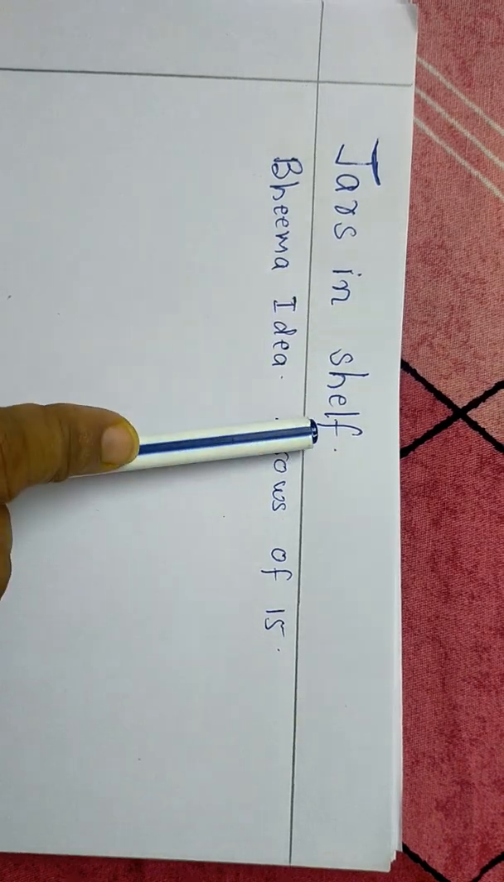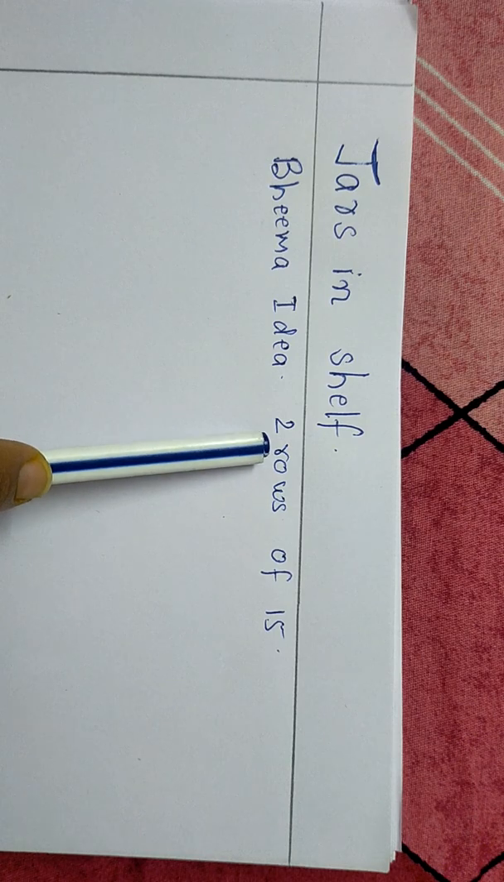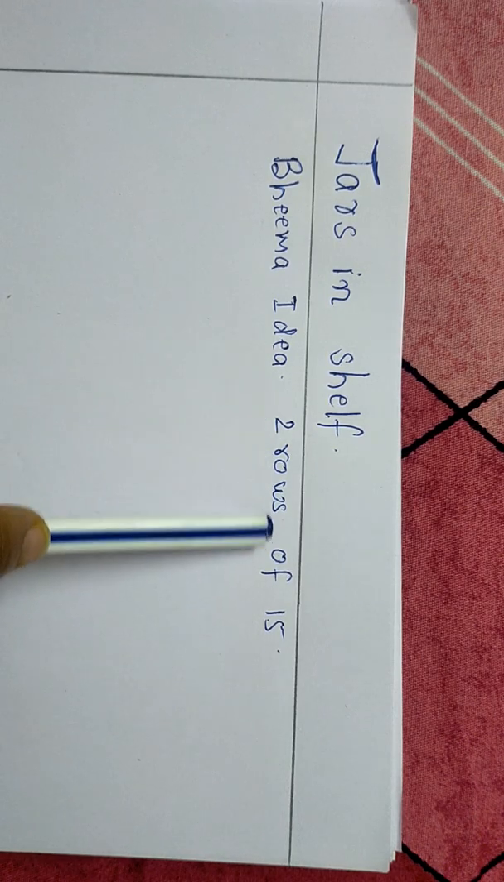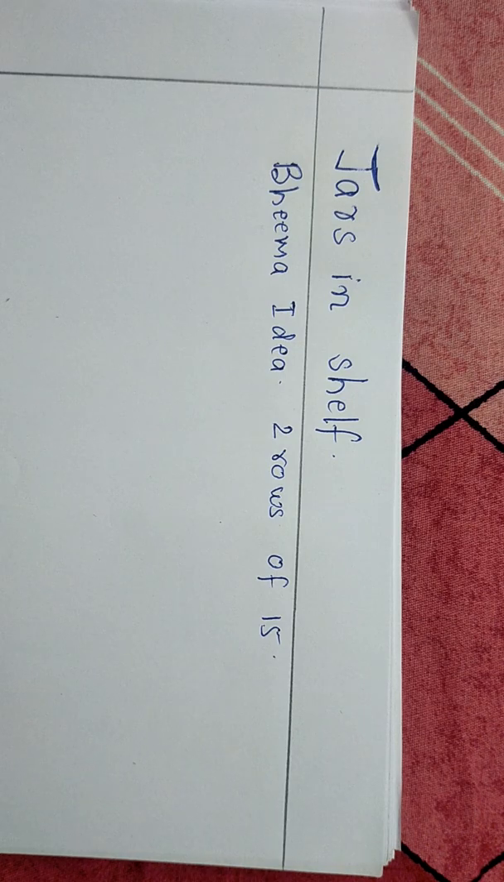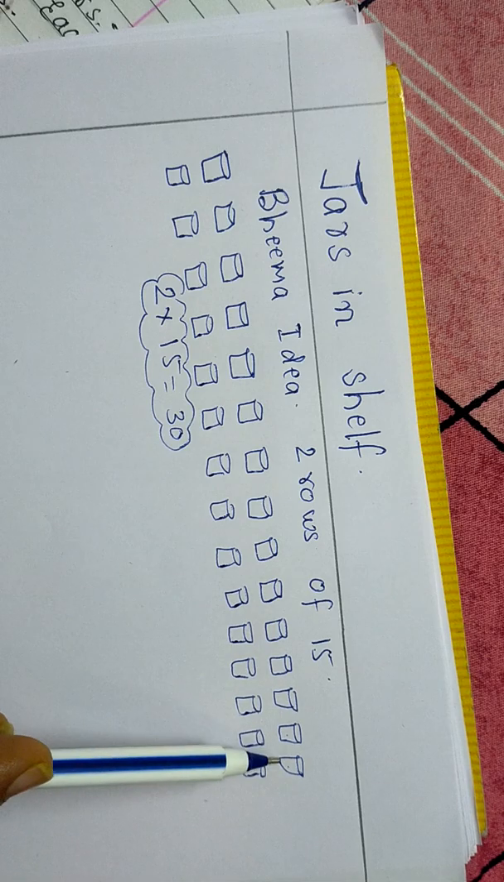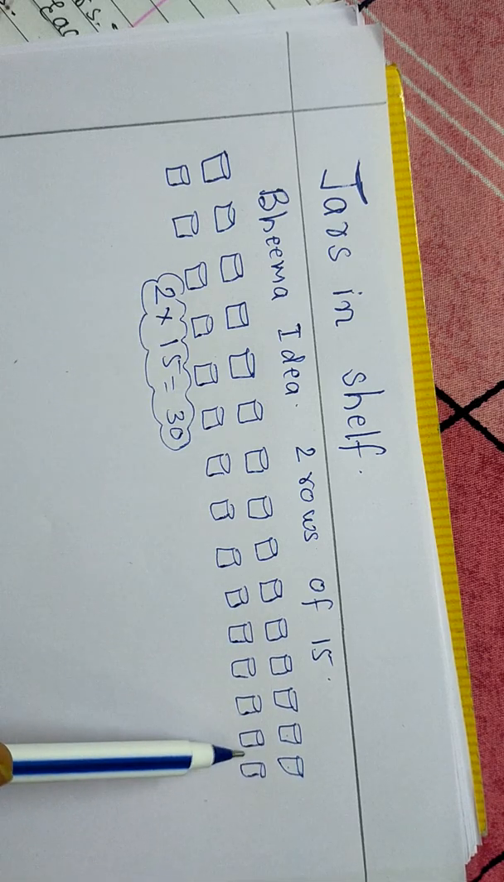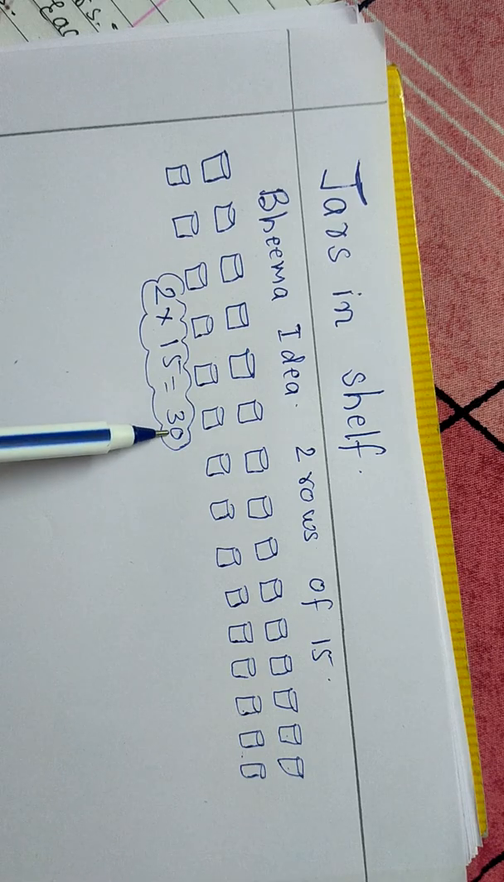So jars in the shelf. Bhima's idea. This is Bhima's idea. It is already given in the textbook. So what he has done, 2 rows of 15 he has made. So just draw the 2 rows of 15. See here, Bhima has arranged in this way. 15 jars in one row and 15 jars in another row. So altogether 30 jars. So 2 rows of 15 is equal to 30.